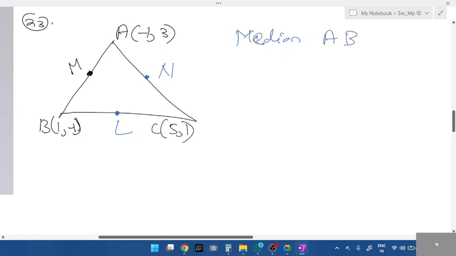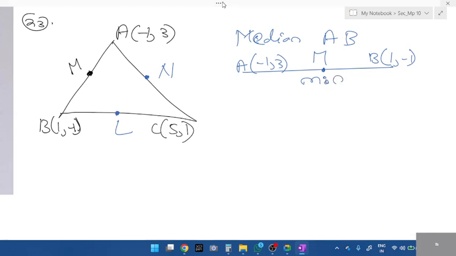Median AB meaning is midpoint. Median of AB is midpoint. Take A on the left hand side, (minus 1, 3), B on the right hand side, (1, minus 1), and M is the midpoint here. So what is the ratio of m to n? If they ask you to find the median, all of you will respond. What is the ratio, students?